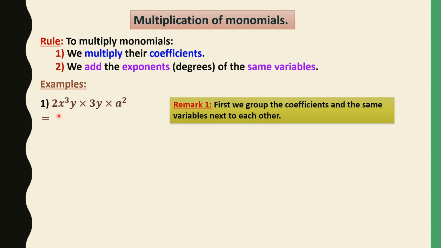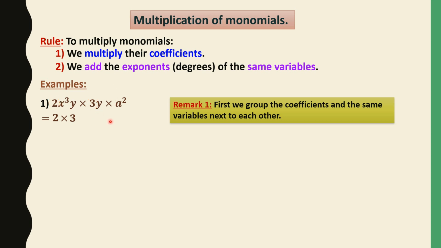So first, we need to write the coefficients of these three monomials next to each other. The coefficient of 2x cubed y is 2. The coefficient of 3y is 3, and a squared is in fact equal to 1a squared. We have an invisible 1 as coefficient. Now we write them next to each other: 2, of course, between them we write times 3, and here we don't have to write times 1 because multiplying by 1 will get us the same answer.